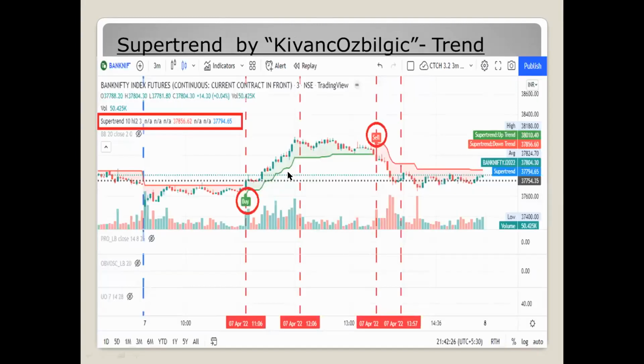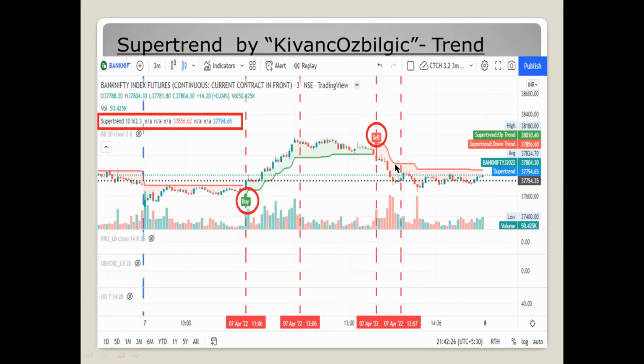This is the super trend line. Here, the super trend has given a buy signal. The green line below the candles, you can see it is going up like a staircase, up and up. The market is moving up. So the green line is below the candles.